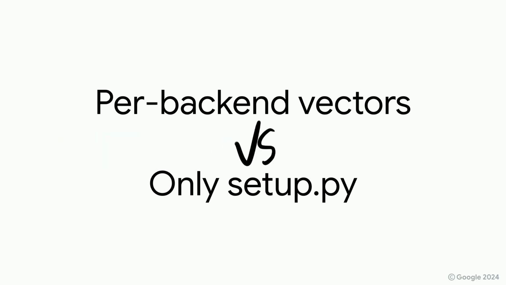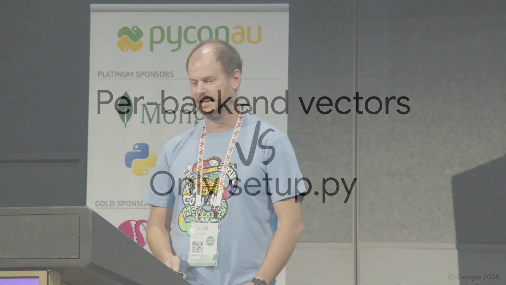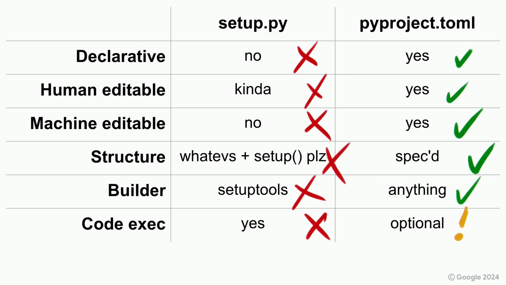So in terms of code exec, pyproject.toml is kind of worse, actually, because each backend has its own set of vectors for code exec, whereas setuptools only has setup.py. But it's not worth writing pyproject.toml off at this point, because we went through this list here. pyproject.toml is still better than setup.py. And even then, the code exec at the bottom is optional. It's not something that's guaranteed to happen.